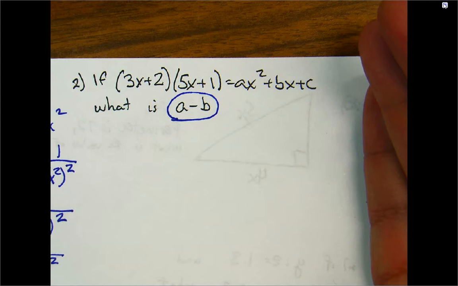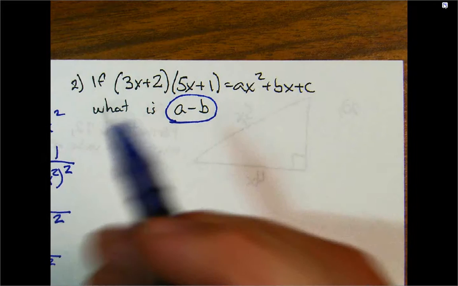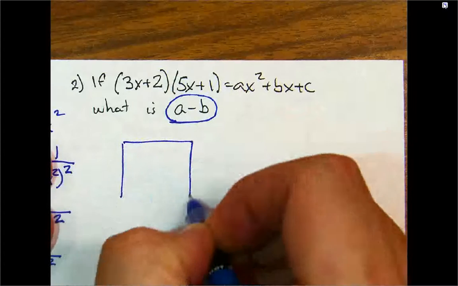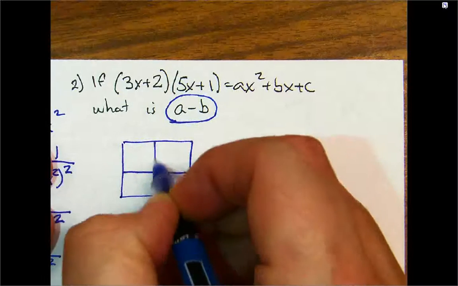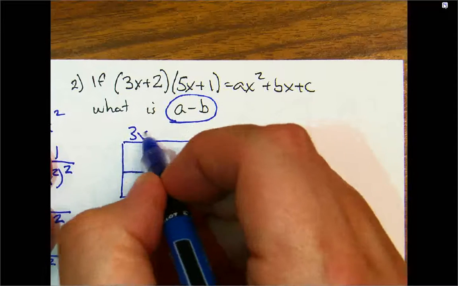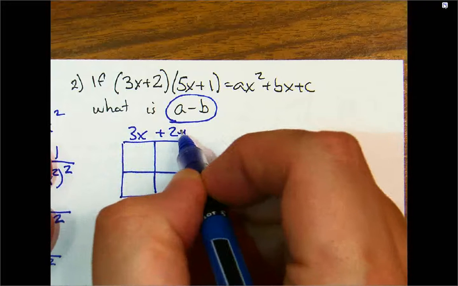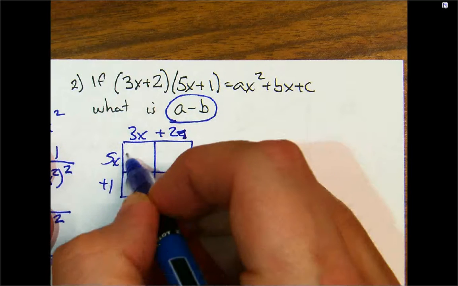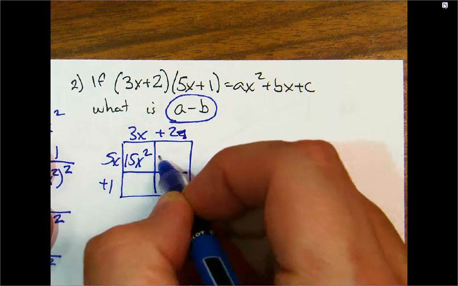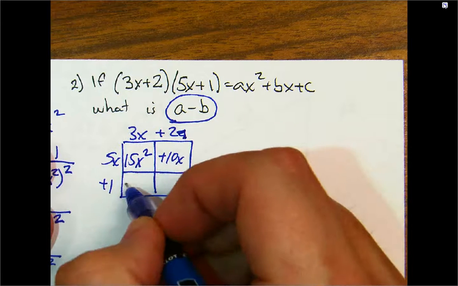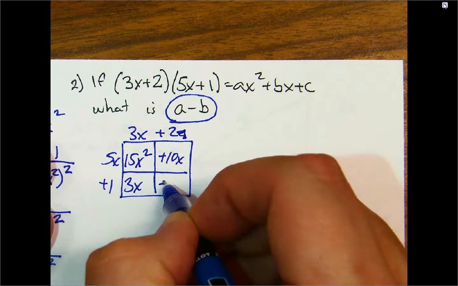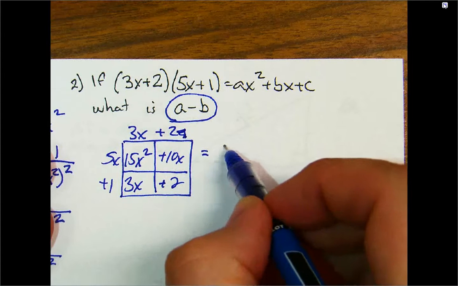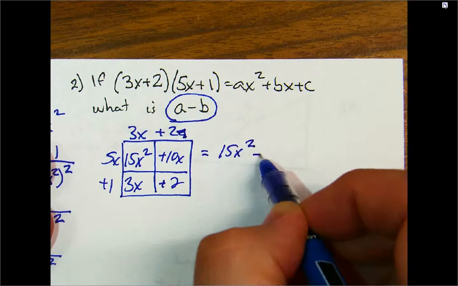So let's just start with the second one. If I multiply these out, I don't care how you multiply them out. You can FOIL them, you can do whatever you want. 3x plus 2 times 5x plus 1, that's 15x squared plus 3x, plus 10x, plus 2. So this is going to be equal to 15x squared plus 13x plus 2.